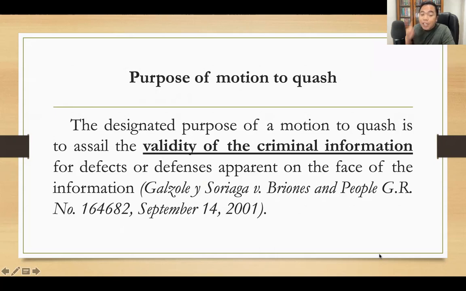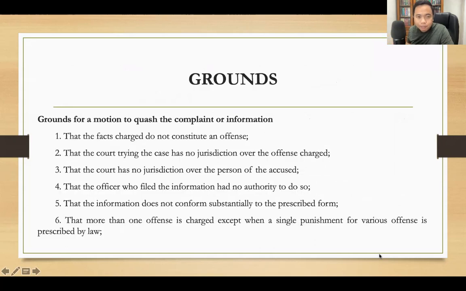Because again, in a motion to quash, the accused is questioning whether the criminal information filed against him is valid or not. Now, what are the grounds under Rule 117 of a motion to quash? One, the facts charged do not constitute an offense. We have discussed this a while ago. This ground can be filed even after the accused had already entered his plea.